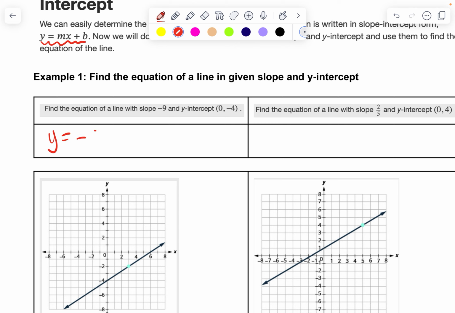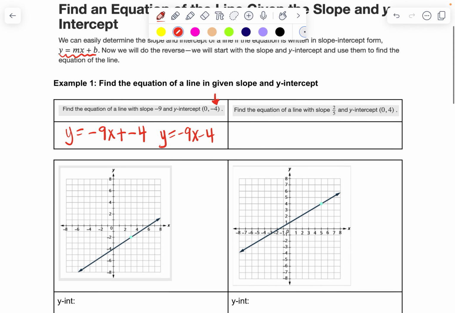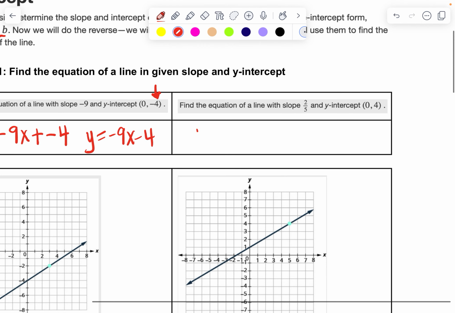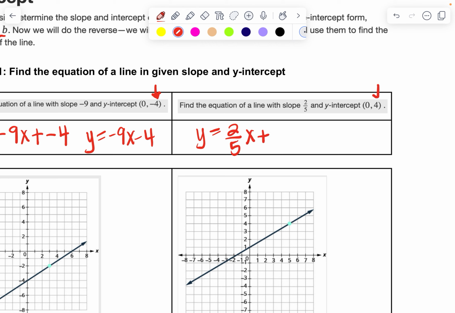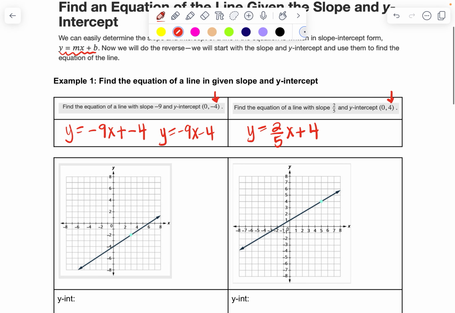So y equals our slope, which is -9, times x plus our y-intercept, which is -4. You could also say -9x minus 4. Either one of those is fine. It's just the y part of that point is the y-intercept. This one, y equals our slope times x plus, in this case, our y-intercept is 4. So 2/5 x plus 4.